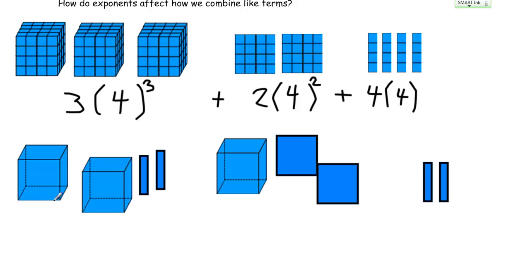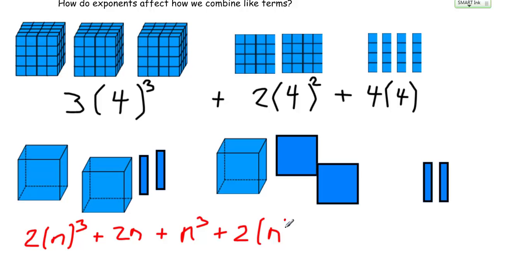Now in this case, we would have 2 of the n cubed plus 2 of the n's plus 1 of the cubes, so that's a cubic n, and then we have 2 of these plus 2 of the n squared, that takes care of these 2, and then plus 2 of the n's, 2 n's. So this is the unsimplified version of what we're just looking at. We've just kind of moved everything around.